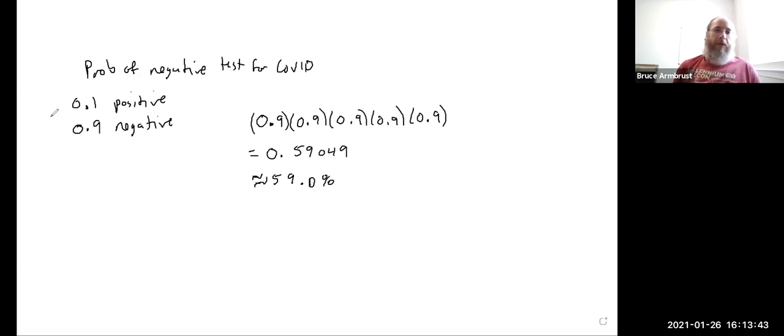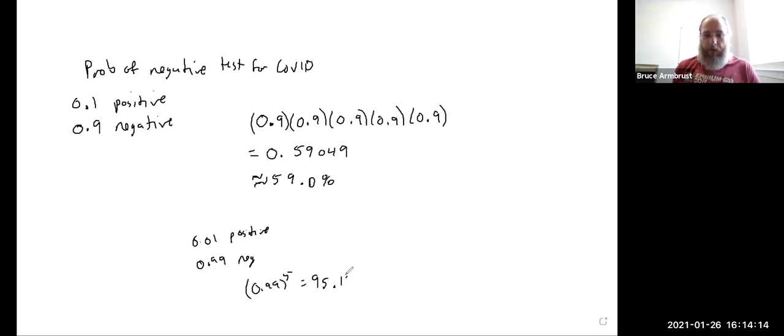But if it's a less likely chance that you're positive, like let's say it was just 1%. So check this out. What if it was 0.01 for positive? So there's only a 1 out of 100 chance that you're positive, and a 99 out of 100 chance that you're negative. Now, if we were to do the same thing where we mix all 5 together, if we take 0.99 to the 5th, that's 95.1%. And there, you're not going to have to do individual tests very often, only 1 out of every 20 times.